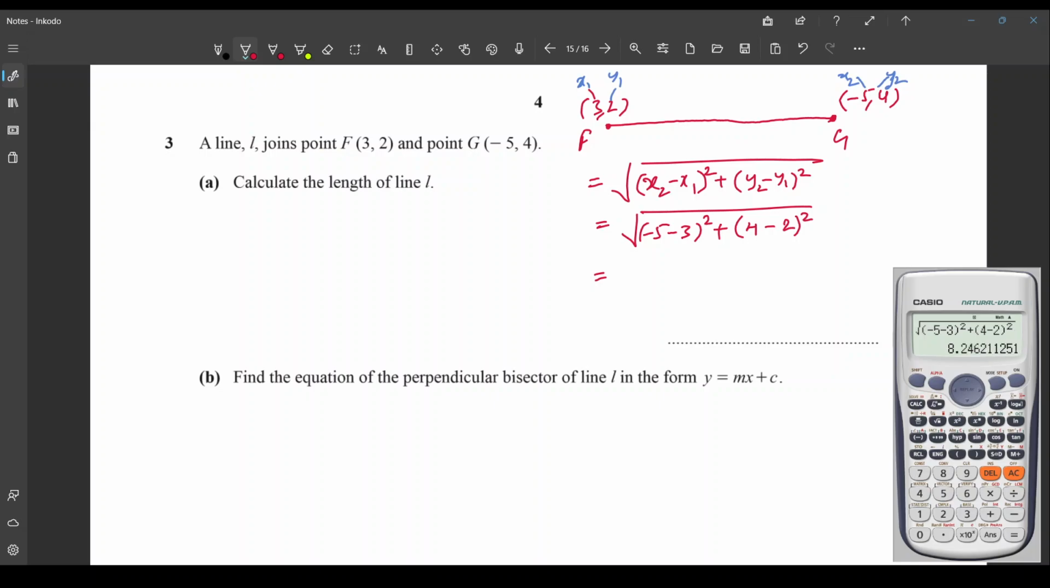So I'll get this answer 8.24. So we can write this as 8.25. So the length of the line is 8.25.